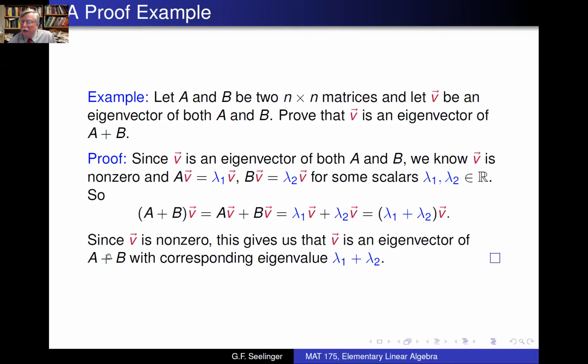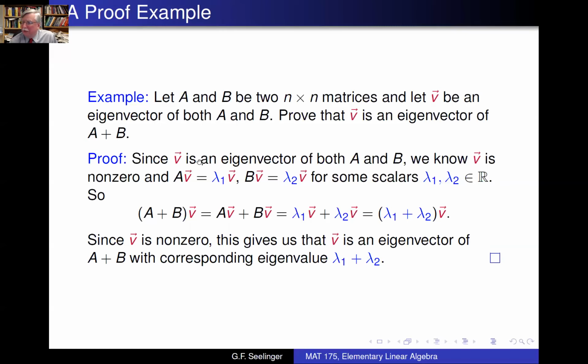One key is that V is non-zero. And this gives that V is an eigenvector of A plus B with the corresponding eigenvalue. Well, what is a blob? Lambda 1 plus lambda 2. I'm done.